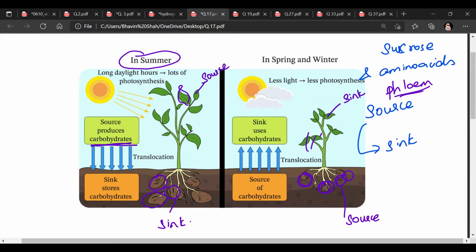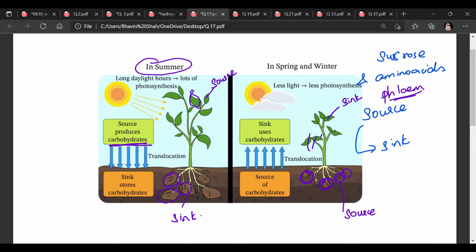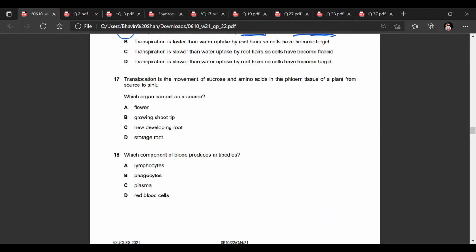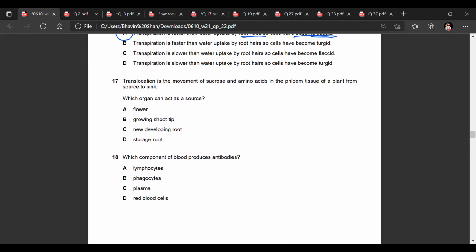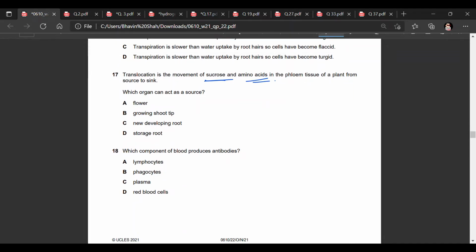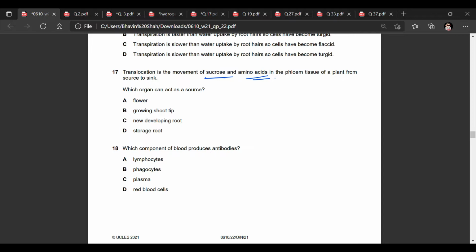That means the new plants growing and all that will become the sink, the new leaves or the new flowers, etc. So coming back to the question. Translocation is the movement of sucrose and amino acids in the phloem tissue of the plant from source to sink. That's exactly what I said. That's the definition of translocation for your further reference.